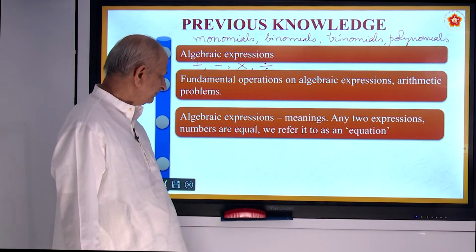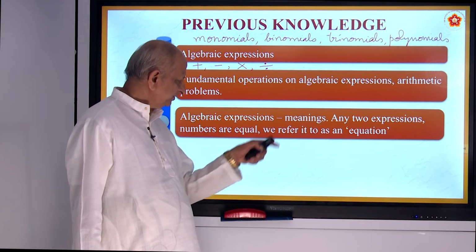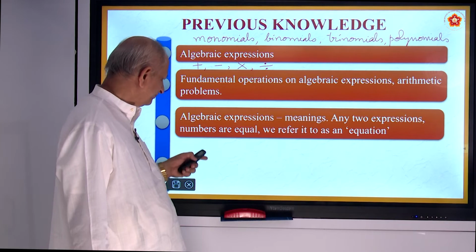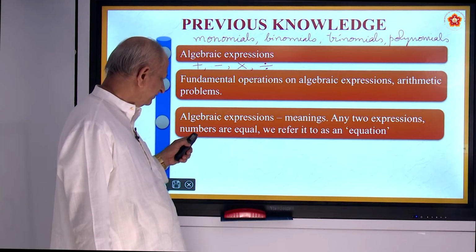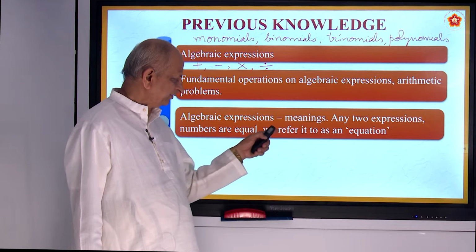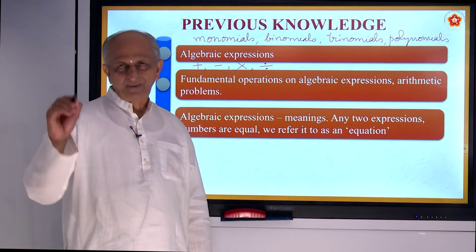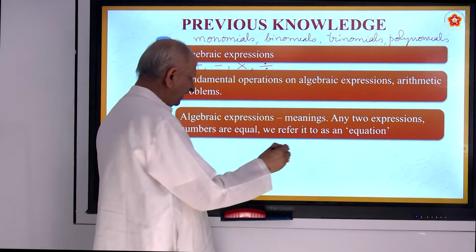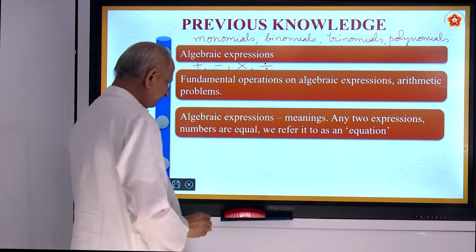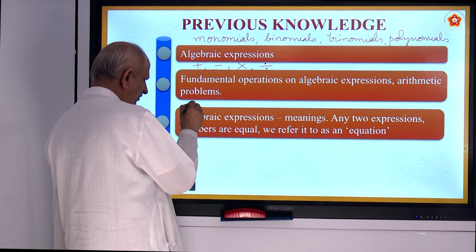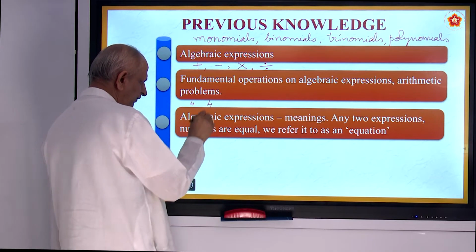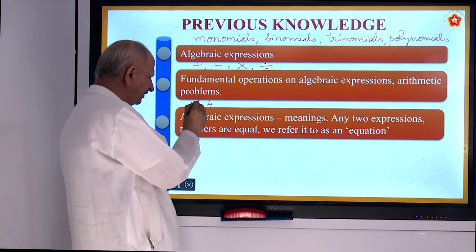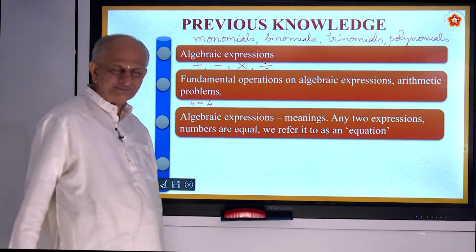Also you have studied the meaning of these expressions. Just now we have discussed about that. And then any two expressions, numbers are equal, we refer to as an equation. Now comes an important point of today. What is an equation? Suppose you have number 4. What sign you write between 4 and 4? You write equal sign. That becomes equation.